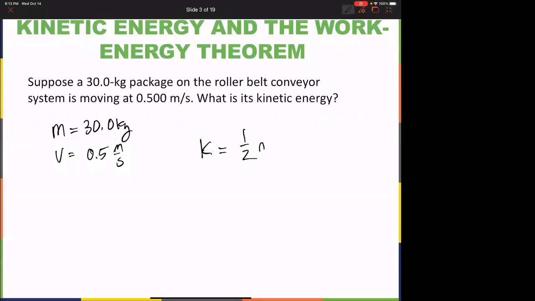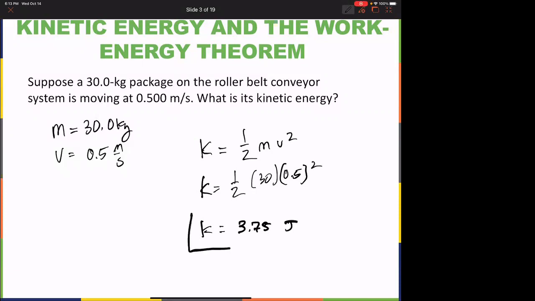K equals 1/2 mv squared. K equals 1/2 times 30 times 0.5 squared. Calculator, so many of them. 3.75 joules. That's the kinetic energy of this object. Seems simple, I hope, that part. Any questions there?